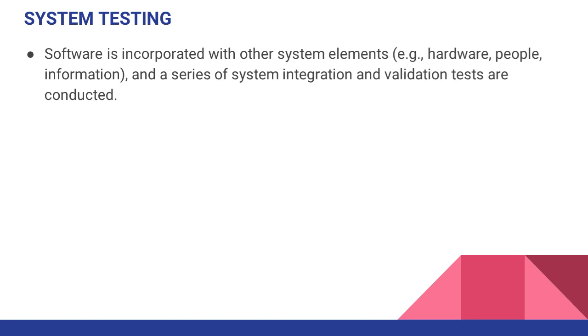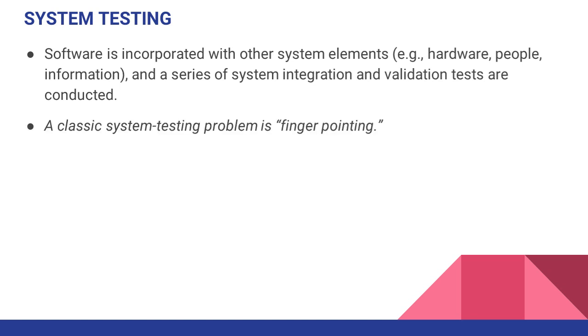Ultimately, software is incorporated with other system elements, for example hardware, people, and information, and a series of system integration and validation tests are conducted. These tests fall outside the scope of the software process and are not conducted solely by software engineers. However, steps taken during software design and testing can greatly improve the probability of successful software integration in the larger system. A classic system testing problem is finger pointing.